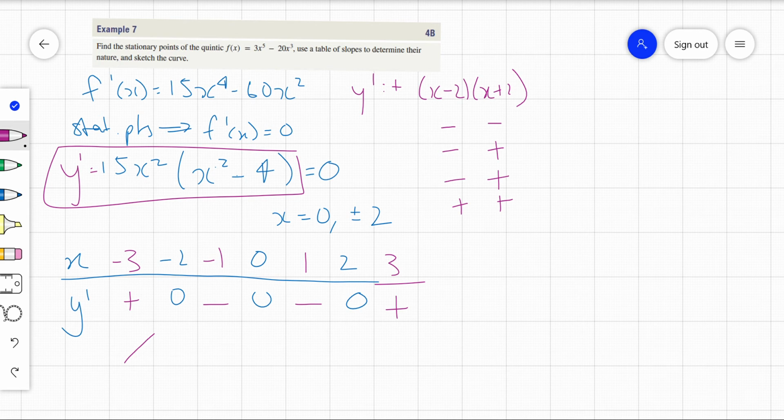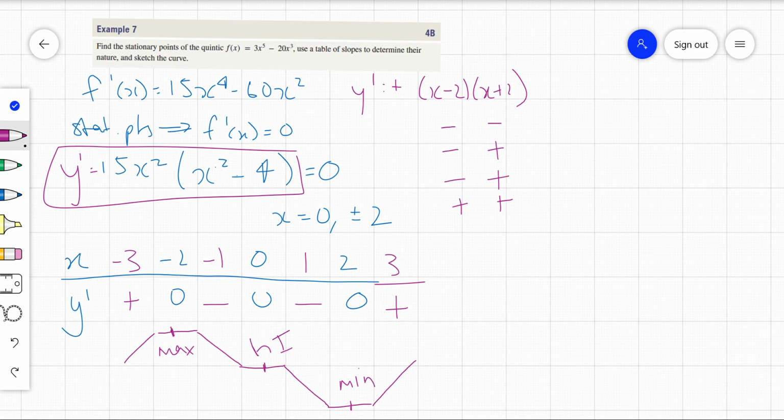So if you think about it, this is what it looks like. So positive gradient, so increasing, and then a 0, then a negative gradient, then a 0, then a negative gradient, so decreasing, then a 0, then a positive gradient. So it looks like what we have here are a maximum turning point, a point of inflection, so horizontal point of inflection, and then a minimum turning point there.